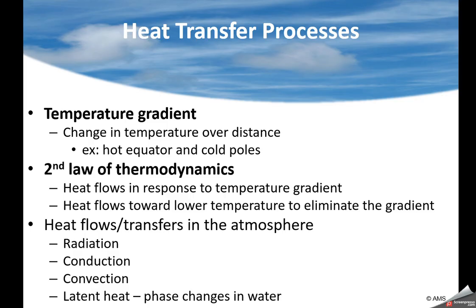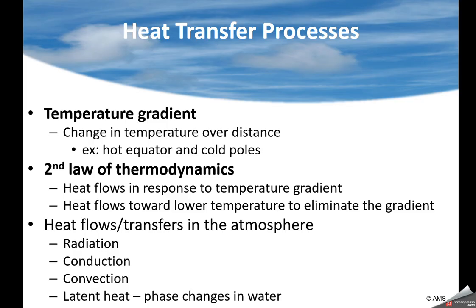The stronger that gradient is, the faster temperature can change, either up or down, depending on which way it's moving. And according to the second law of thermodynamics, heat always flows in response to that temperature gradient. And it always goes towards the lower temperature to eliminate the gradient. So the more energy, which is the hotter the air, always flows towards the colder. So that is a key fact in anything with weather. We've got to understand that heat is always going to try to eliminate the temperature gradient, and it's always going to go from the hotter to the lower.